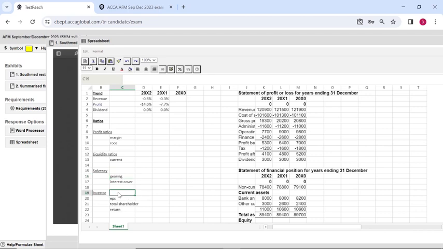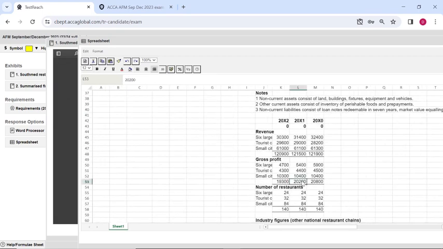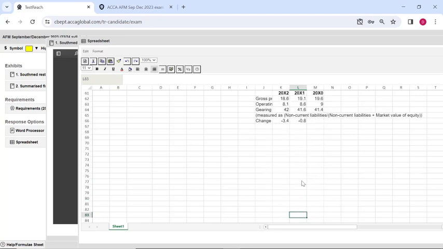So the bulk of your work is going to be completing these ratios, and I'm not going to do all of these on the screen now. I am going to pick out a few that weren't done very well. So first of all, gearing. Gearing wasn't done particularly well because the question tells you to use the market value of equity.